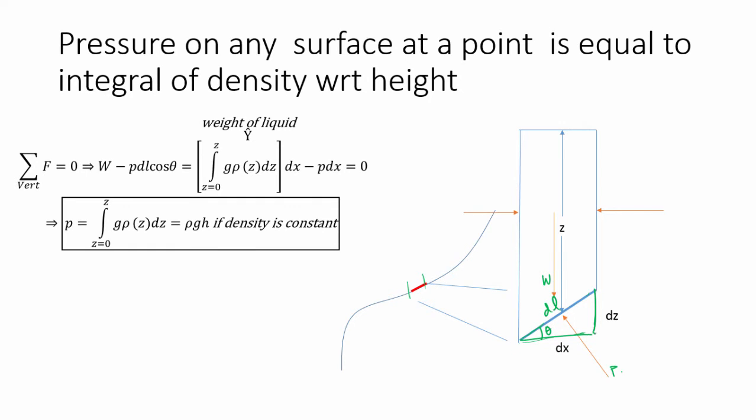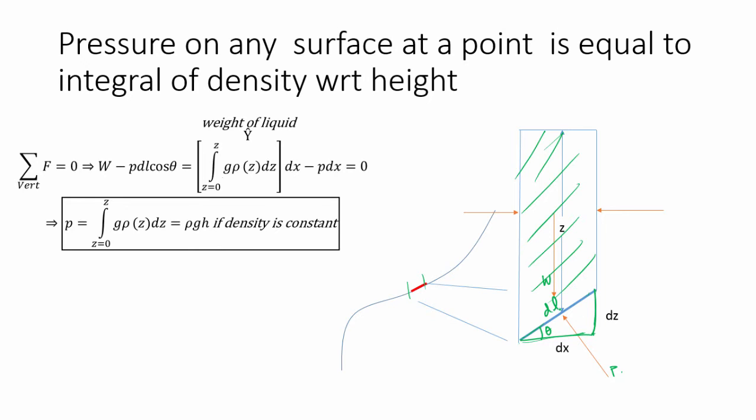So dl cos theta is dx. If you want to calculate the total weight of the water column, it is the integral of the force of gravity, gravitational acceleration g, times density as a function of z. Maybe the density changes; you might have layers. For example, very salty seawater will have a different density than pure seawater. So density may vary as a function of z. Integrating g times density times dx will give you the total weight of all this water.